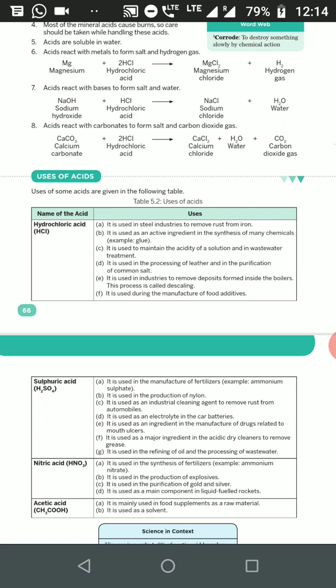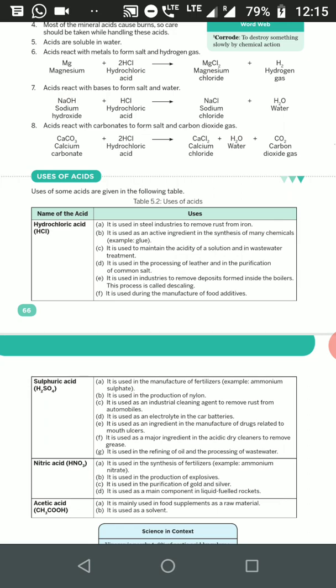It is used in refining the oil and processing of the wastewater. Crude oil can be refined through the process of refining by using the sulfuric acid.